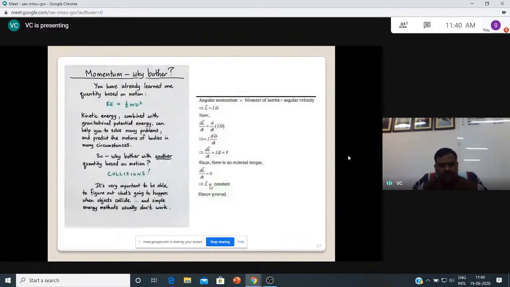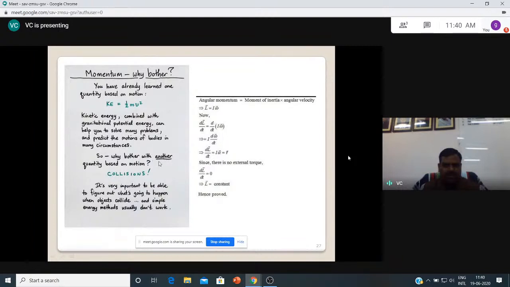Momentum: why we will bother about momentum is, you have already learned the kinetic energy combined with the gravitational potential energy can help to solve many problems when the body is in motion.